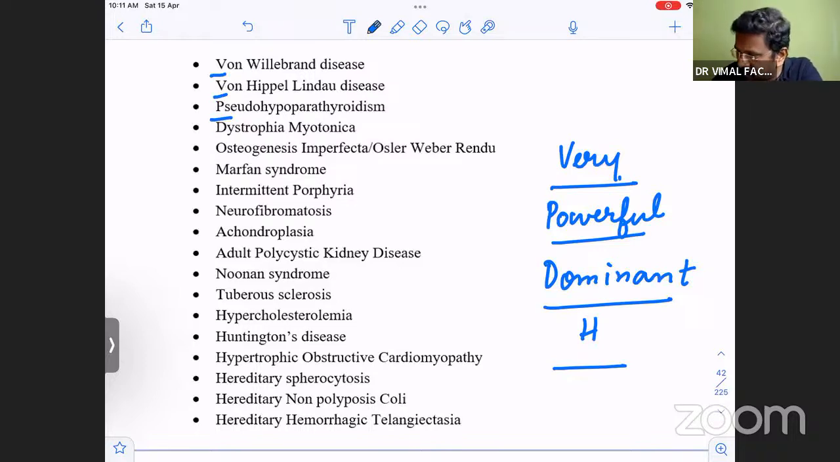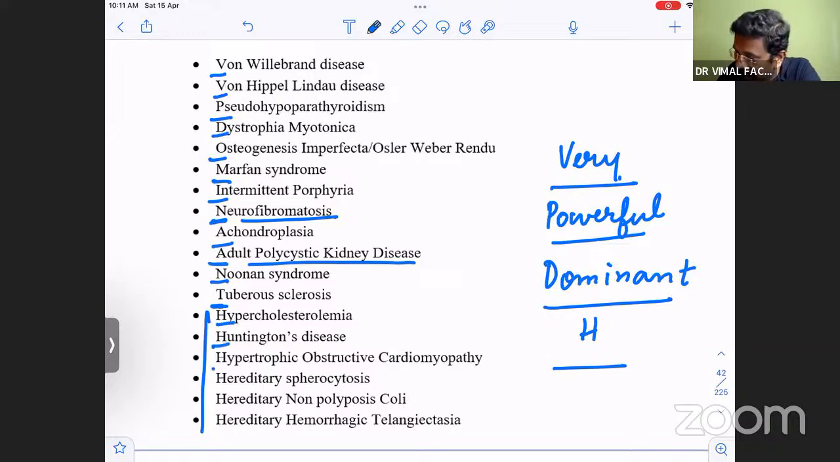Okay, dystrophia myotonica, dominant osteogenesis imperfecta, Marfan's, a very repeat question, acute intermittent porphyria, and neurofibromatosis, our question. Achondroplasia, adult polycystic kidney disease. Please remember, adult polycystic kidney disease is autosomal dominant, and autosomal recessive is the infantile polycystic kidney disease. Noonan syndrome, dominant tuberous sclerosis. Then H, all this H.